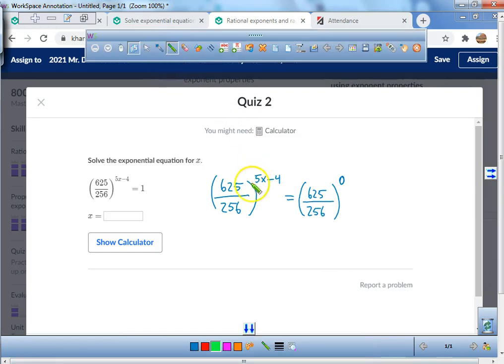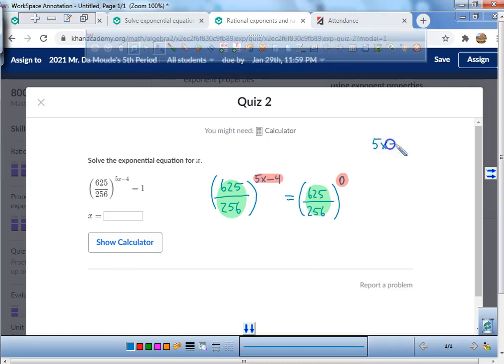Now, once you have the same base, see how these are the same base? Now, what can I set equal to each other? I can set this equal to this. So all I've got to do is set 5x minus 4 equals 0. Add 4 to both sides. We get 5x equals 4. Divide both sides by 5. And what's my answer? 4 over 5.